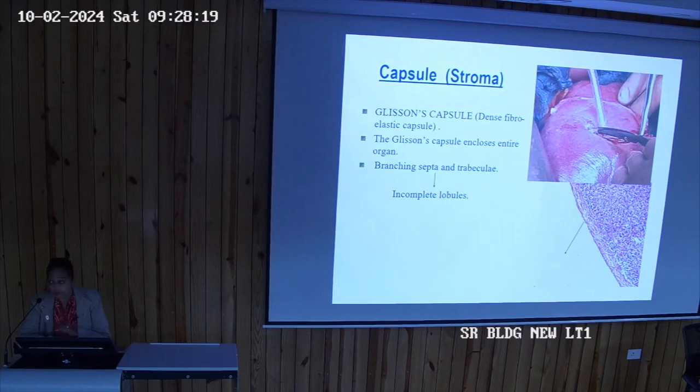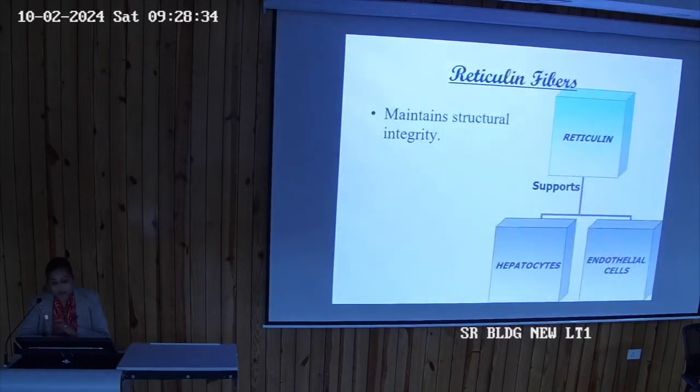So the liver is enclosed by a dense fibroelastic capsule known as Glisson's capsule. It sends septa into the liver and divides it into a number of incomplete lobules. The parenchyma of the liver is supported by type 3 collagen fibers, that is reticulin, which gives a structural framework to the hepatocytes, the structural and functional unit of liver.